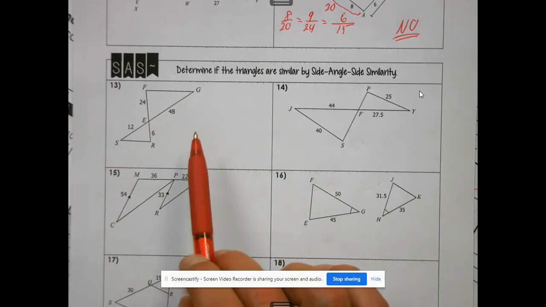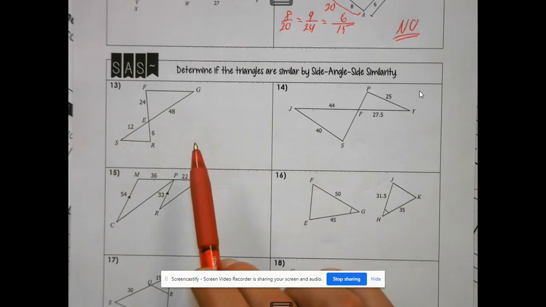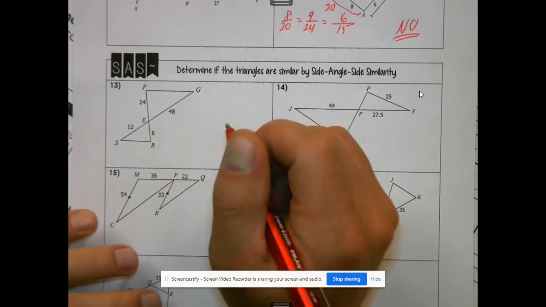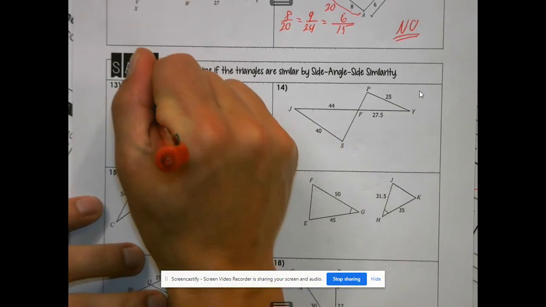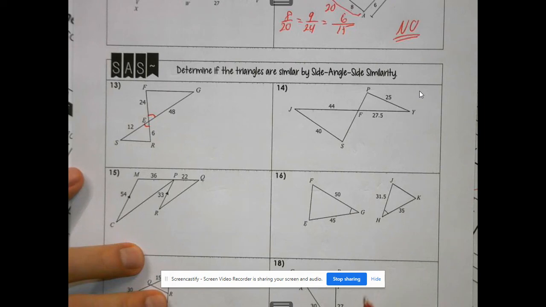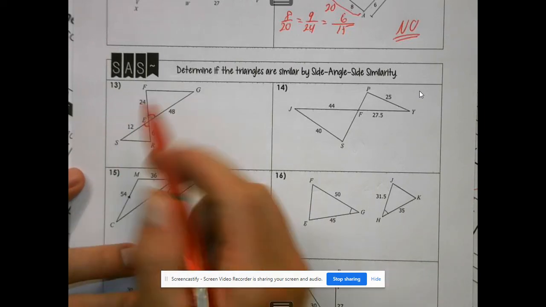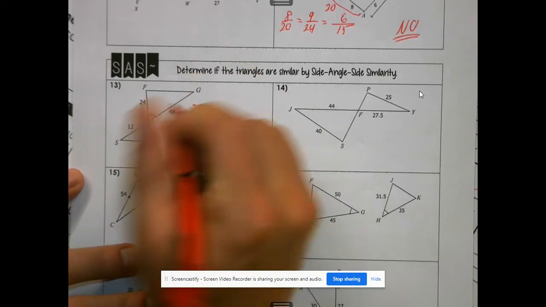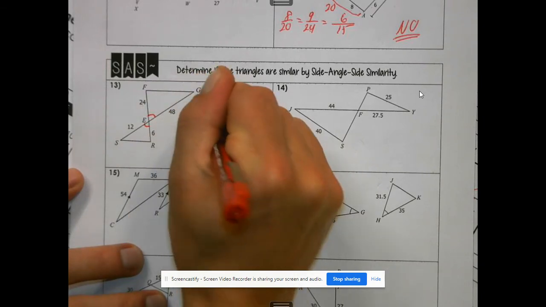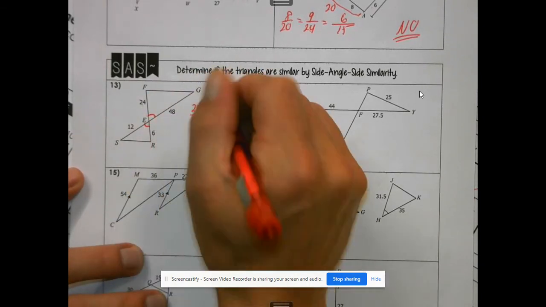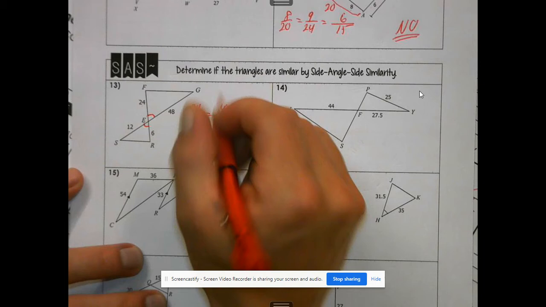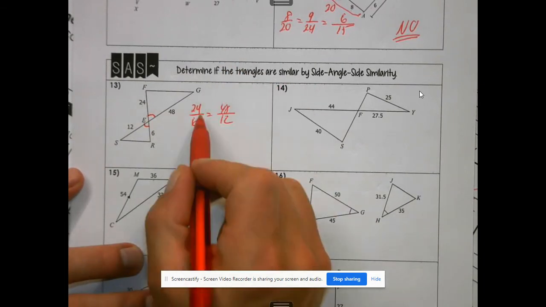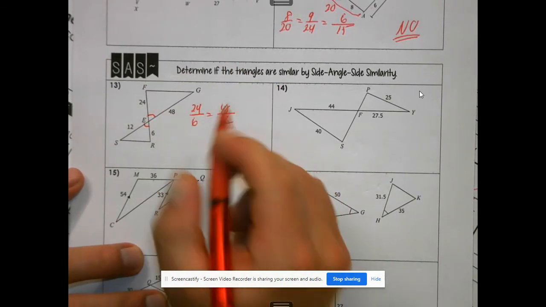All right, are they similar by side, angle, side? Okay, so first make sure you have congruent angles. Vertical angles, gotcha. All right, small side up top, 24. Small side on bottom, 6. Big side up top, 48. Big side on bottom, 12. Yes, if you divide this by this, that by that, it comes out to be the same.